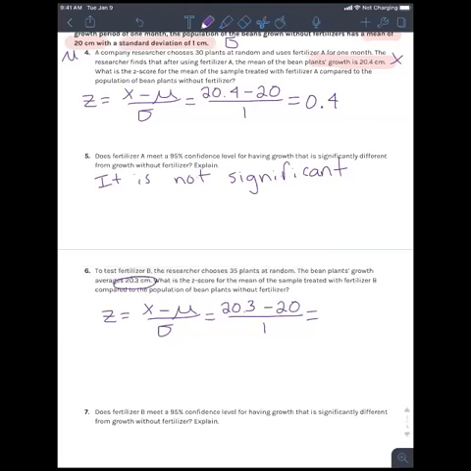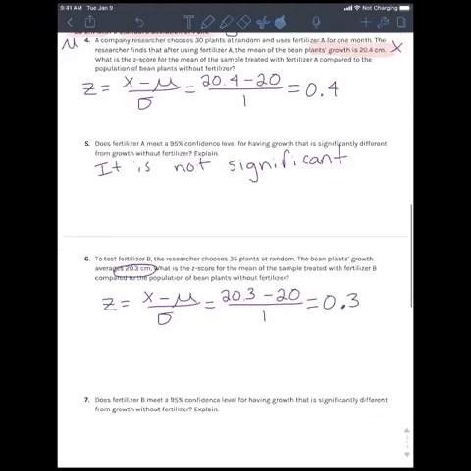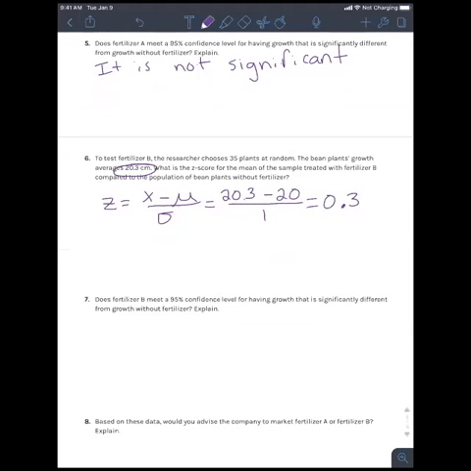So we should have gotten an answer of 0.3, right? Once we have that answer of 0.3, it's asking you if that's significant. 0.3 is going to fall in that range again. So if we have negative 1.96 and positive 1.96, 0.3 falls somewhere in the middle. So we would say it's not significant.